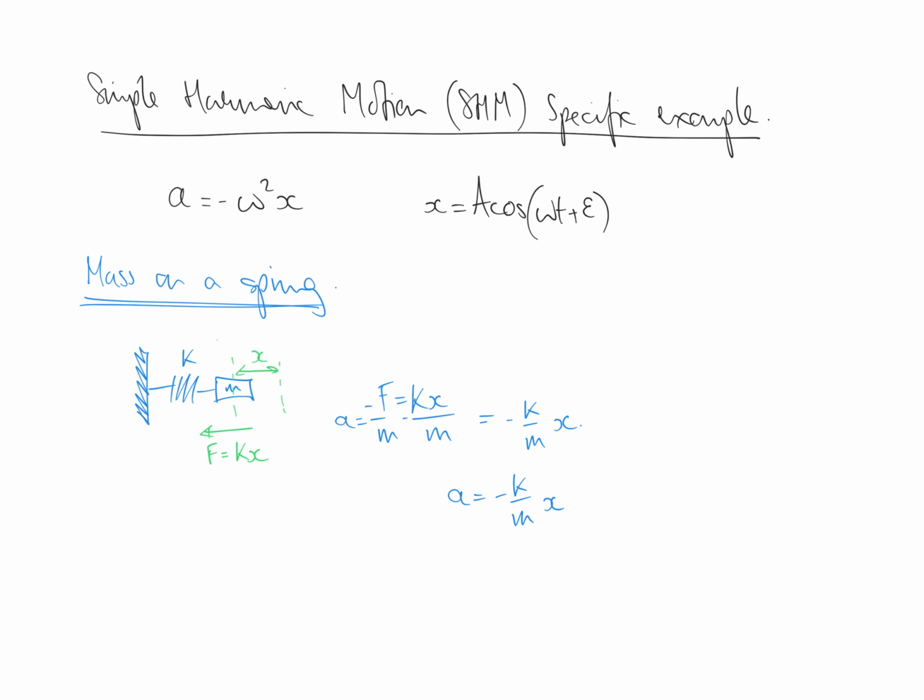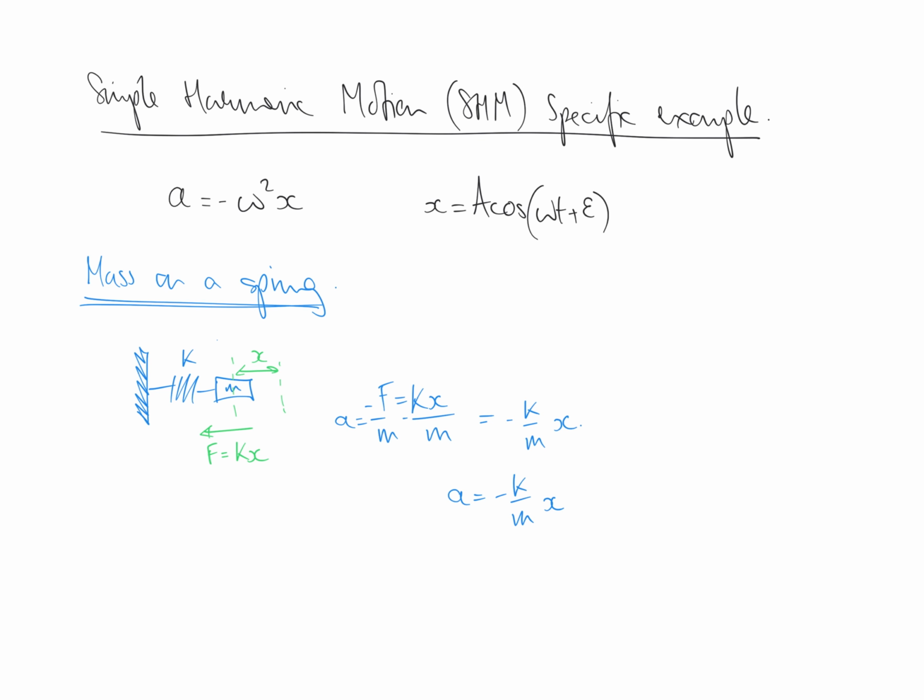Acceleration is minus k over m x. It's a simple harmonic oscillator. A mass on a spring is a simple harmonic oscillator, and that's defined by this equation because the acceleration is directly proportional to the displacement. It's restorative. Here is the specific constant of proportionality I have in this instance. So we can equate the two.